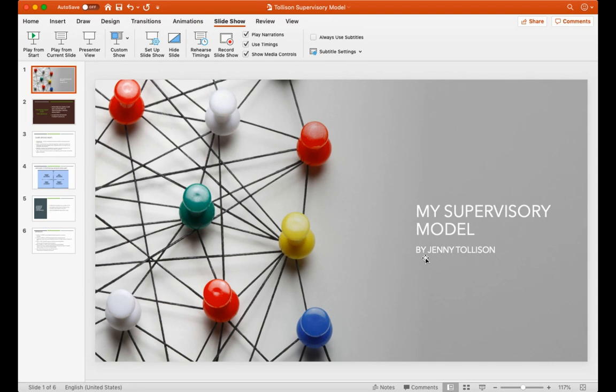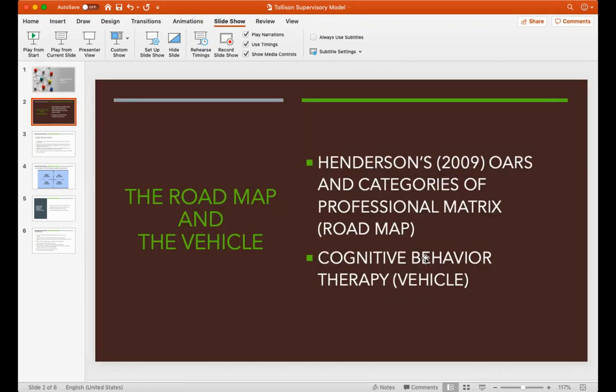Hi, my name is Jenny Tellison, and I am presenting my supervisory model. My model consists of two main parts, the roadmap and the vehicle. For the roadmap, I have used Henderson's ORs and categories of professional matrix, which is what I'm calling the roadmap. And then for the vehicle, I'm using cognitive behavior therapy.